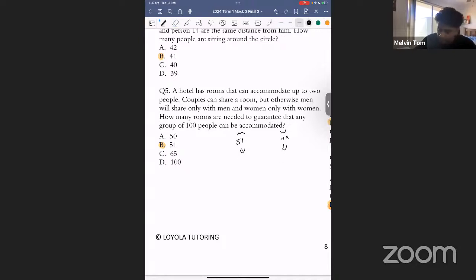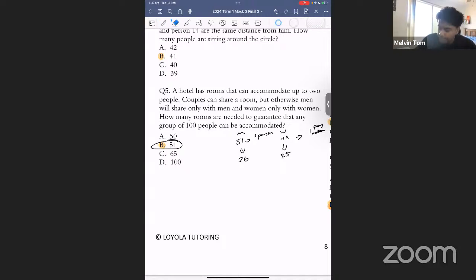So if you have 51 men, how many rooms would you need? 26. Yeah. And then for 49 women, how many rooms do you need? 25, right? Because 48 women can share a room and there's one room left over. And then 50 men can share a room, but then there's one person left over. One person left over and one person left over. So you need a total of 51 rooms.